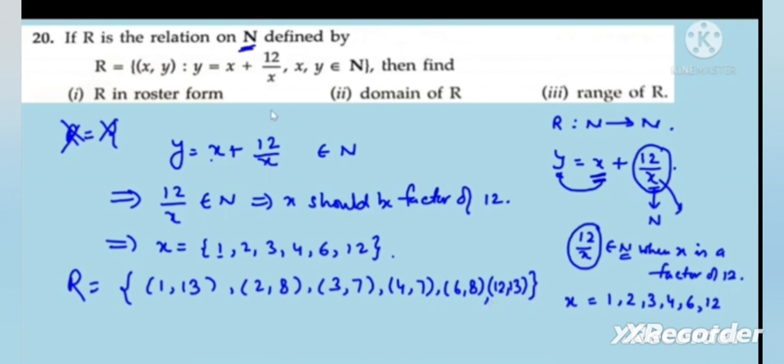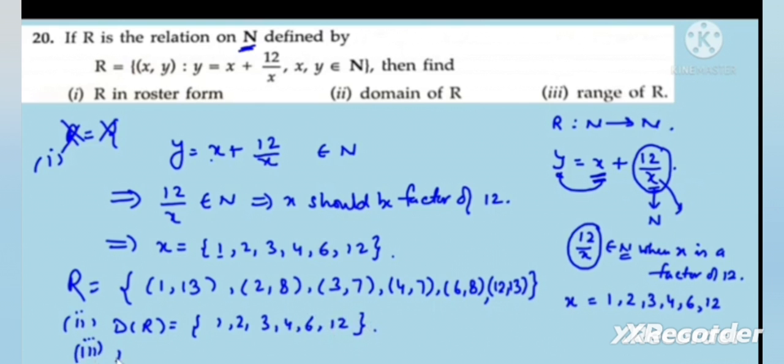Now to find out the domain of R, that means what? The x values only. The ones which are written for x, they are the elements belonging to the domain. So 1, 2, 3, 4, 6 and 12. And the range will be what? Just pick up the second elements of each ordered pair. Check.